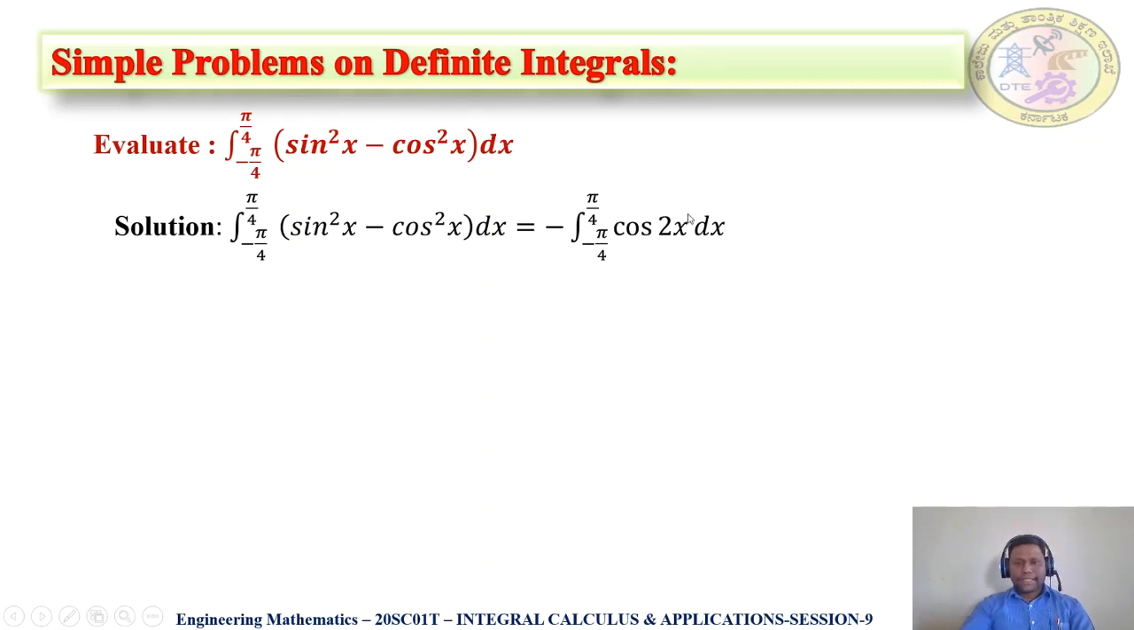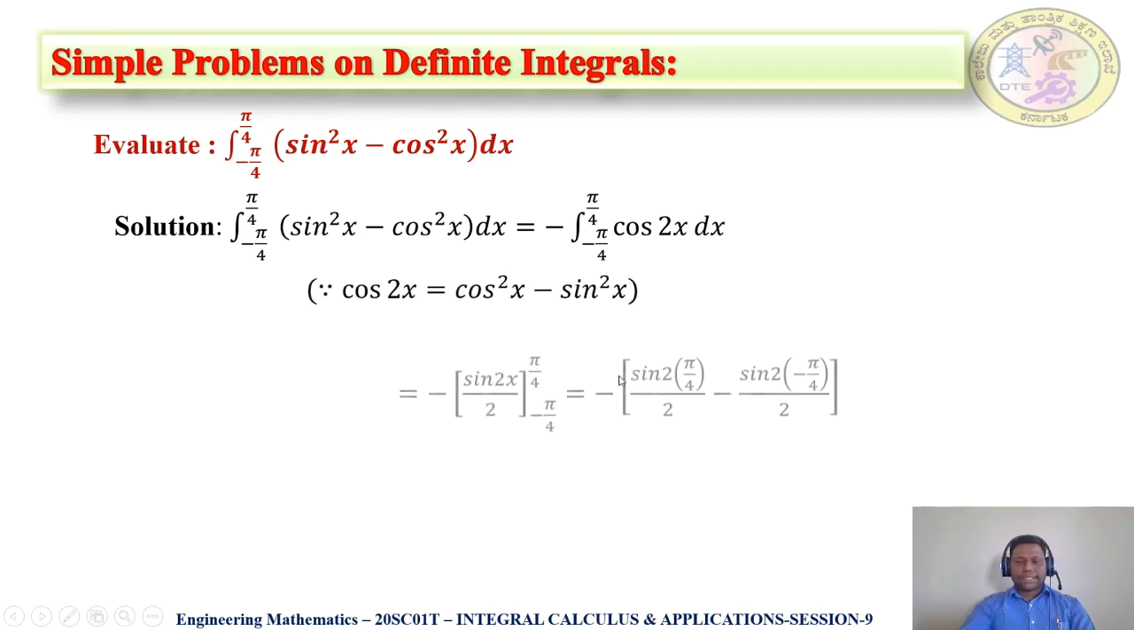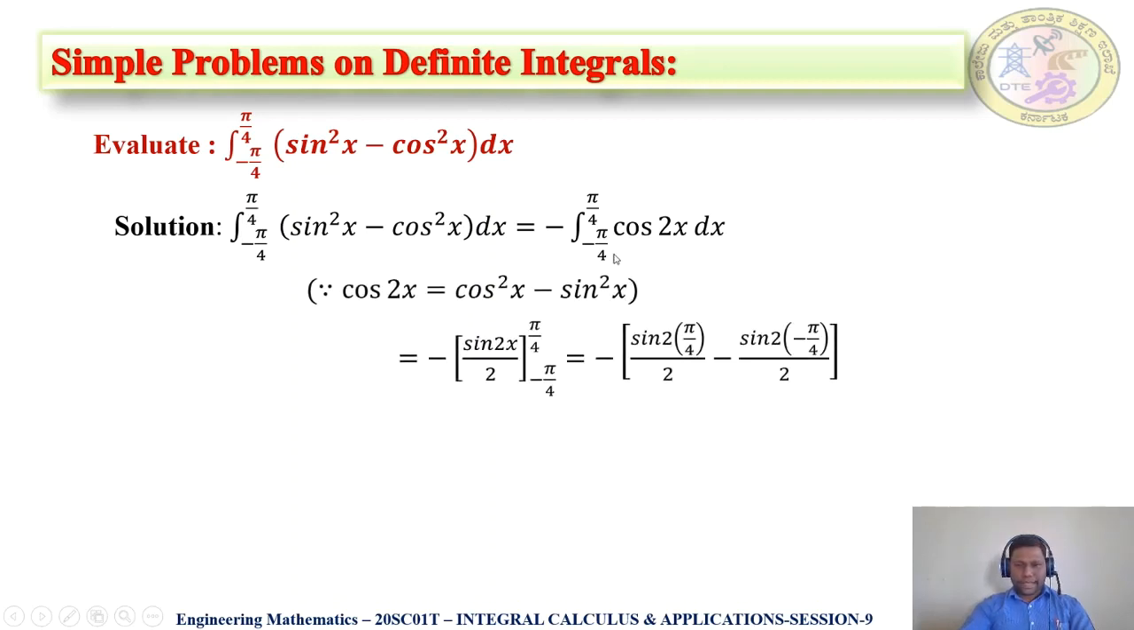Now we integrate this cos 2x. Integration of cos 2x is sin 2x divided by 2. Here you can know that cos 2x is equal to cos square x minus sin square x. So here we have substituted sin square x minus cos square x as minus cos 2x. Integration of cos 2x is sin 2x divided by 2. Lower limit is minus pi by 4. Upper limit is plus pi by 4. Then apply the limits. Minus will remain outside here.